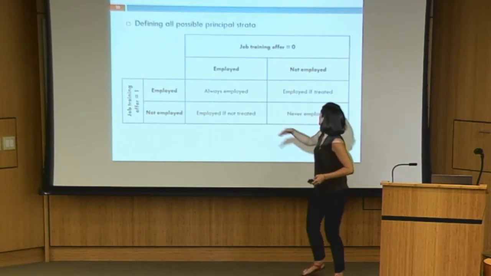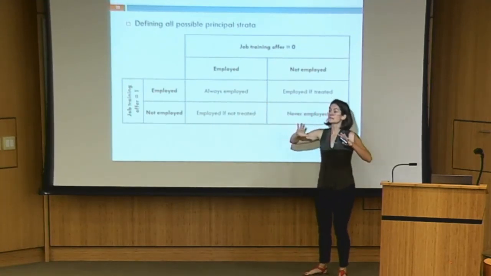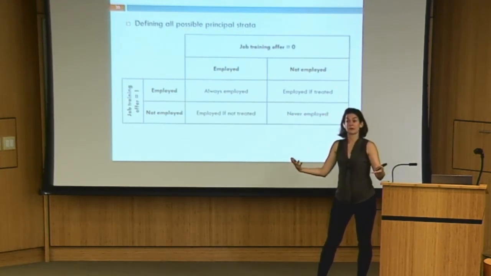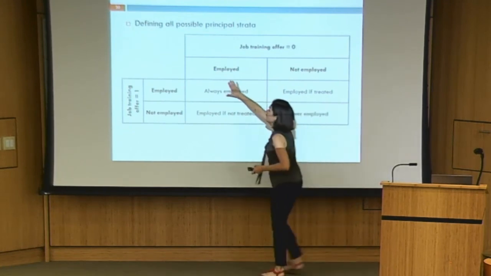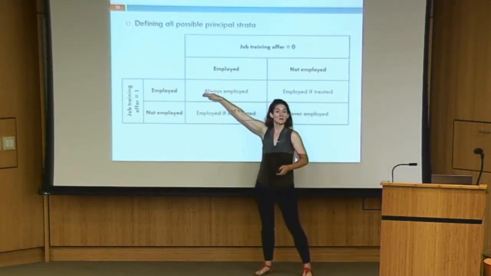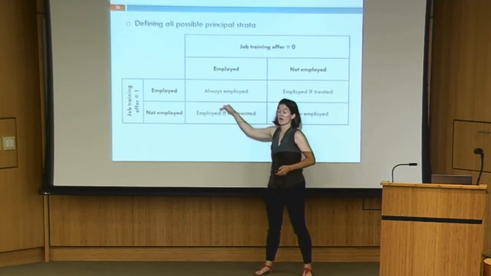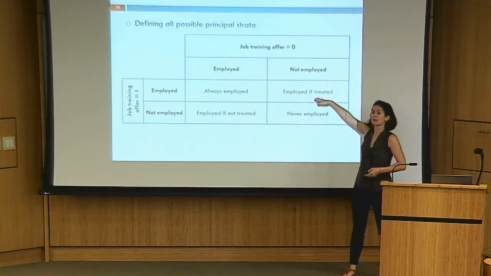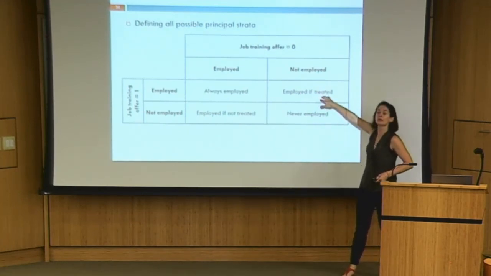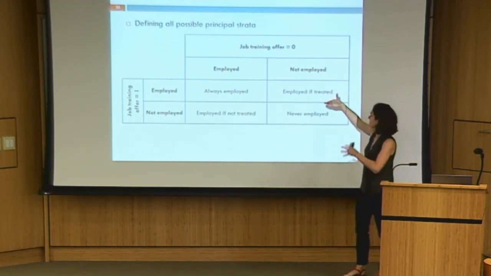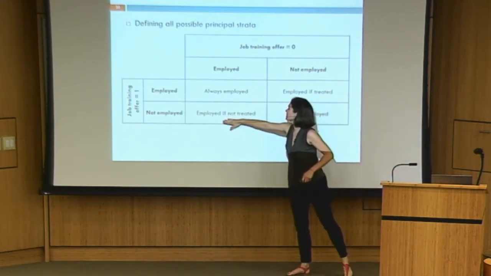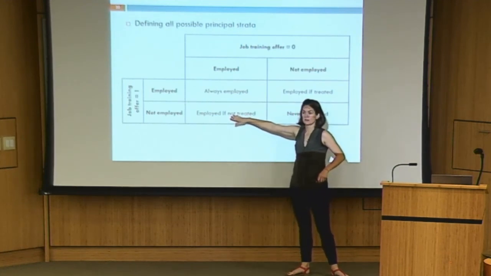So we can use, generalizing the language of the groups that we care about in instrumental variables, here is my group who are always going to be employed. Whether they participate in that job training program or not, they're always going to have a job. Here are folks who correspond to our compliers: they're going to be employed if they're treated, but not employed if they're not. I don't know if that's a complier, but they correspond to our compliers. Here are never-employed folks. And here are folks who would be employed if they're not treated.